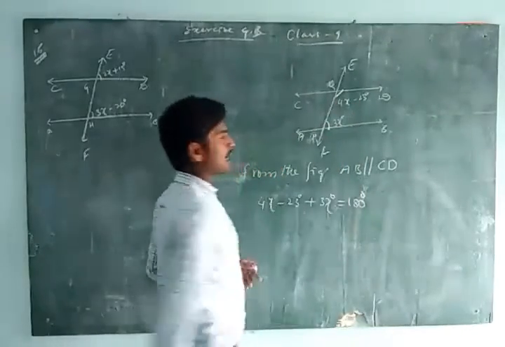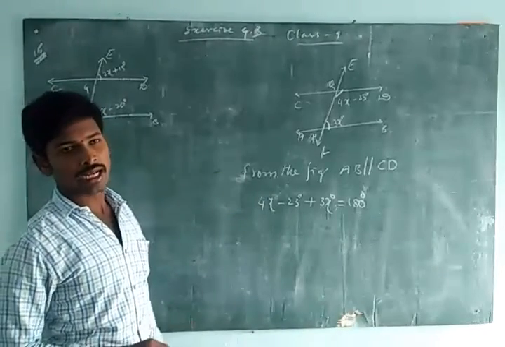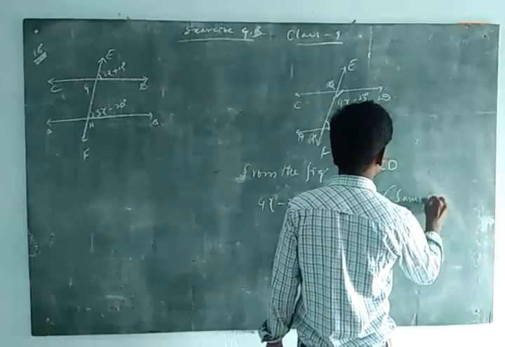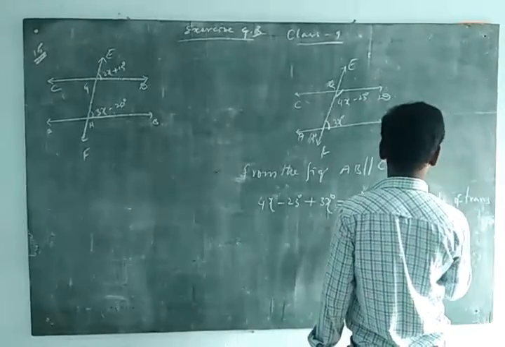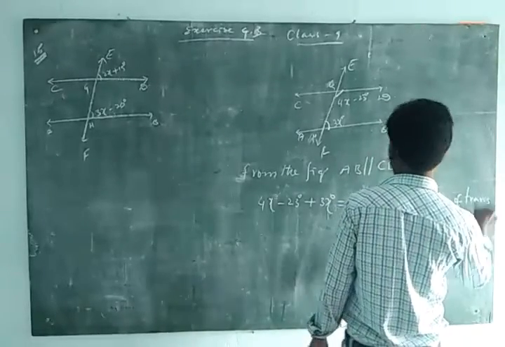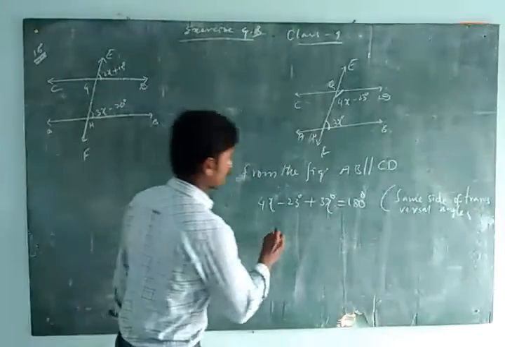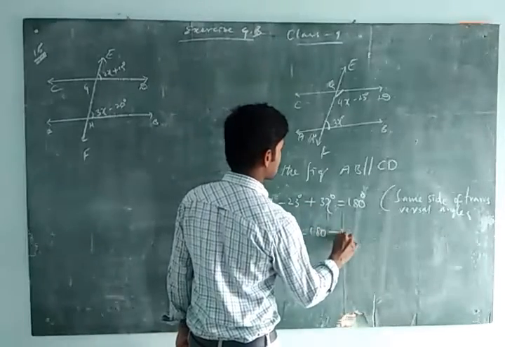These two sum to 180. Same side of the transversal, otherwise we also call them co-interior angles. So we are writing here same side of transversal lines. That means here we are adding 4x plus 3x. How much do you get? 7x. That is equal to 180 minus 23.